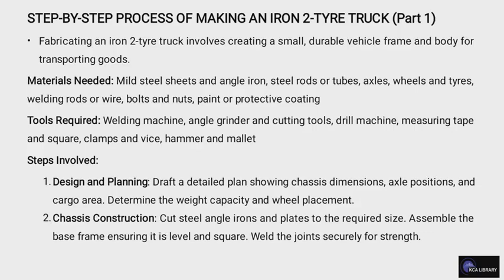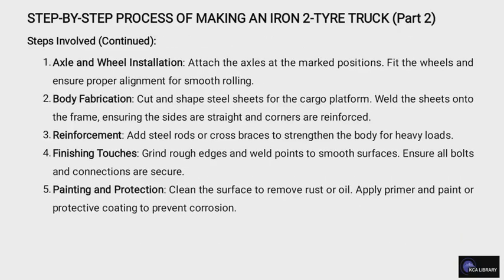Then the chassis construction is the next one, where you cut steel, angle iron, and plates to the required size. You also have the axle and wheel installation, where you attach the axle at the marked position, fit the wheel, and ensure proper alignment for smooth rolling. The next is body fabrication, where you cut and shape steel sheet for the cargo platform.